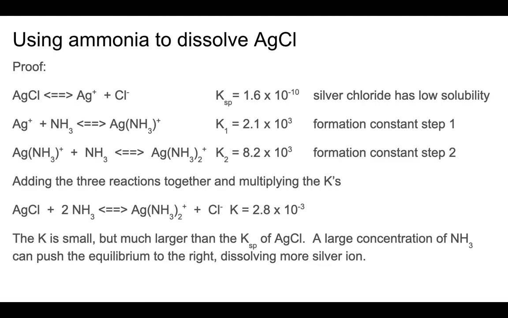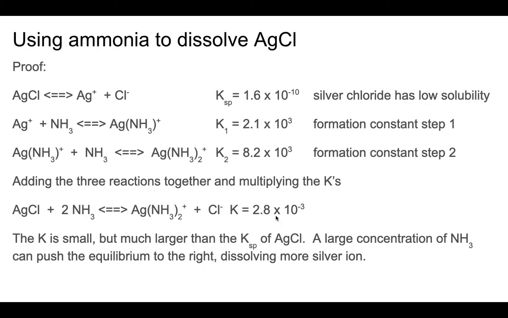Now just to prove that, let me show you the difference between the KSP of silver chloride without ammonia and then the K for dissolving silver chloride in ammonia. The KSP for silver chloride is 1.6 times 10^-10, but if you single complex it with ammonia, that K is 2.1 times 10^3, and if you double complex it, the second formation constant is 8.2 times 10^3. If we add all three of these reactions together, we get the reaction between silver chloride and two ammonias, making the double complexed ammonia ion plus chloride, and you get a K of 2.8 times 10^3.